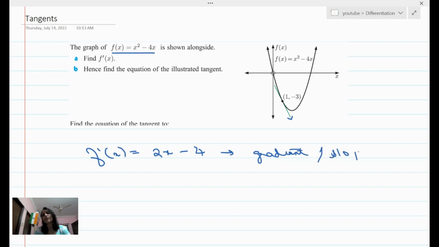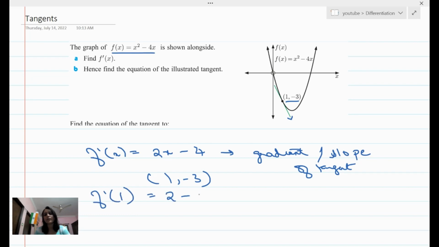or the slope of the tangent. So now what we need to do is find out the slope at this point 1 comma minus 3. So we can plug in the value of 1 into this function. So we are finding f dash of 1, that would be 2 minus 4, which is minus 2.